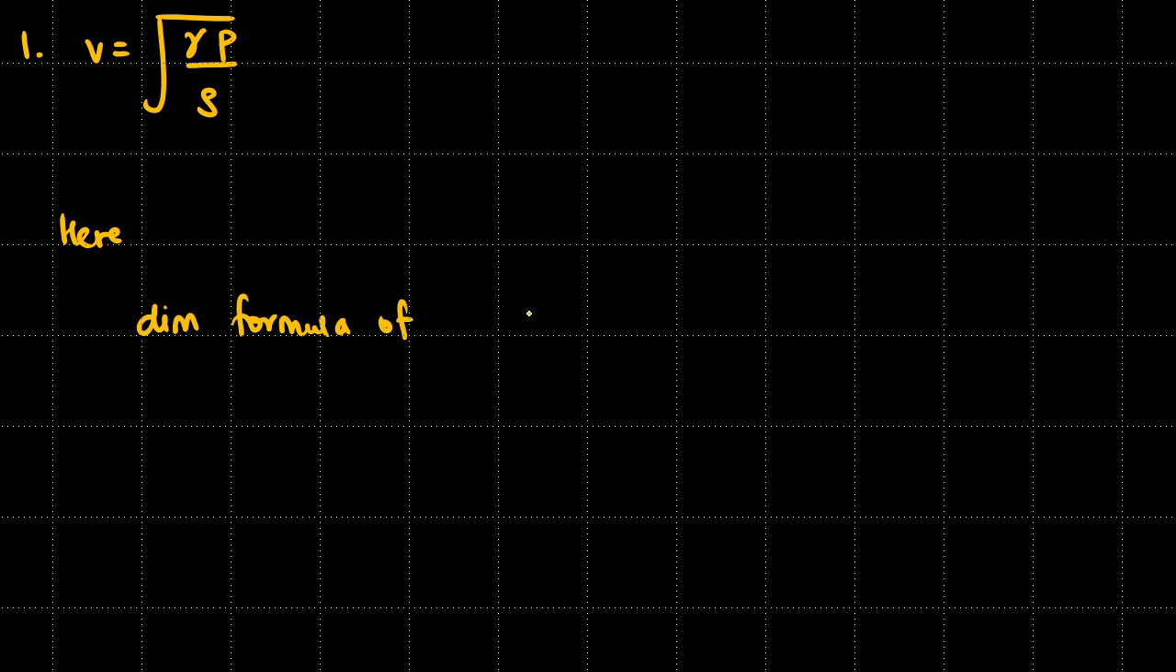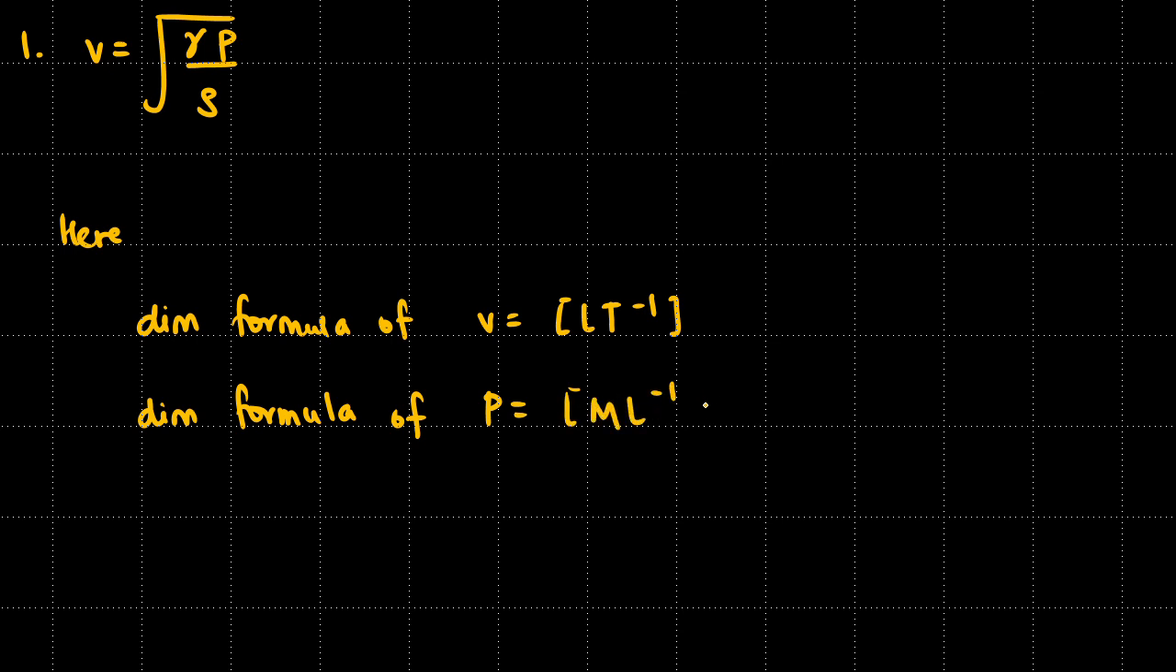So the first one that we have is V equals square root of gamma P by rho, right? So here the dimensional formula of velocity is LT minus 1, because it is displacement over time. Similarly, the dimensional formula of P or pressure is ML minus 1 T minus 2, because the formula of pressure, if you remember, is force upon area.